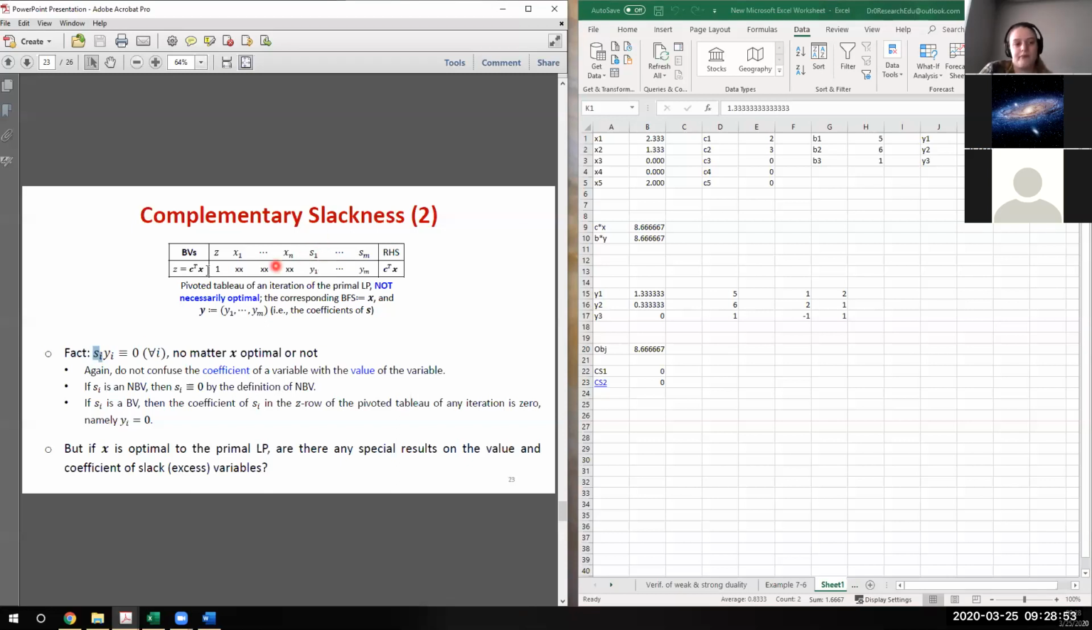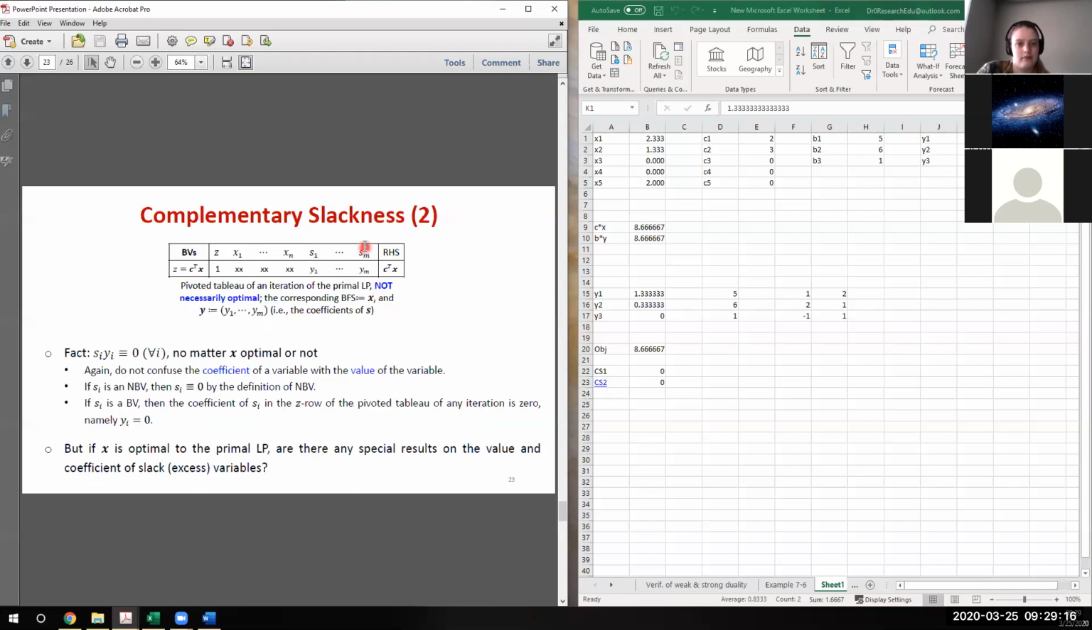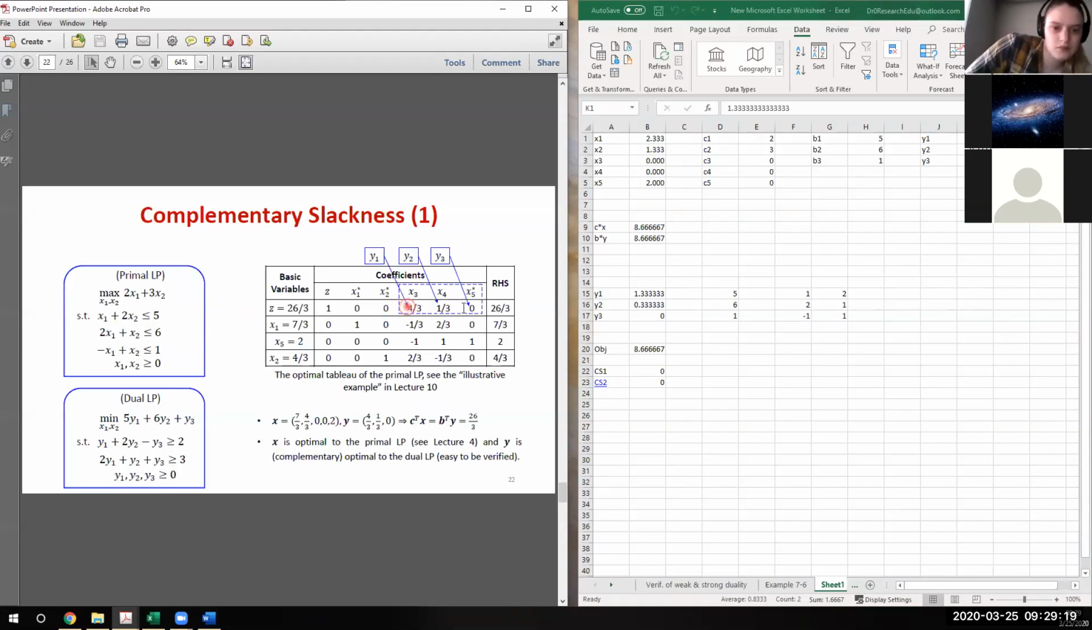How would you know the si's? You're going to see here, for example. This x3 is actually what? A slack variable for constraint 1, right? So here I can see x3 equal to 0, x4 equal to also 0, x5 equal to 2. These are the values, meaning the s1, s2, s3 here. And these are what? They are 4/3, 1/3, and 0. These are their coefficients. Coefficients and the values are two different things, okay?